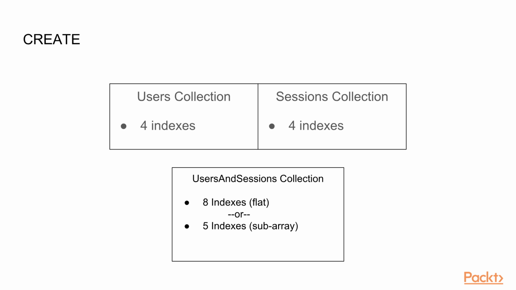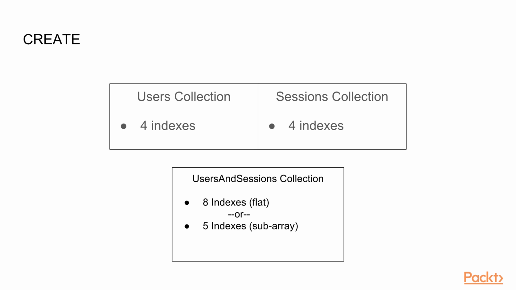flat. In other words, if it's flat, it means all of the fields of the session are now flat at the top level of the fields in the user table. Or do I want to bring the sessions over as a subarray? And that means I would move from 4 indexes up to 5 indexes of my data.